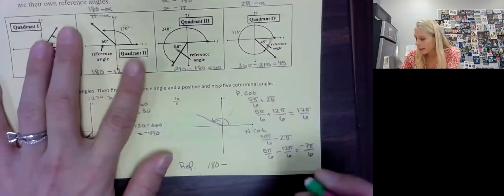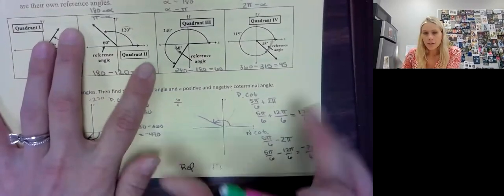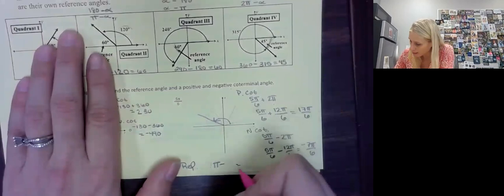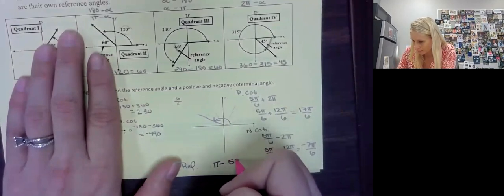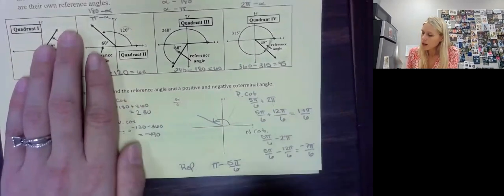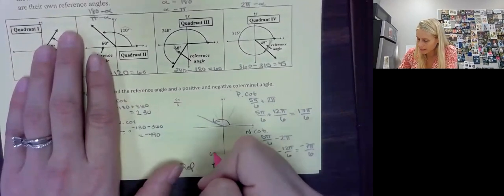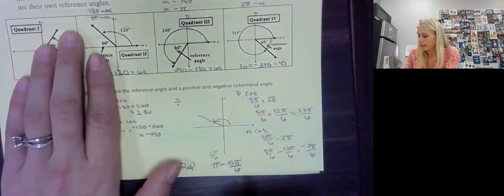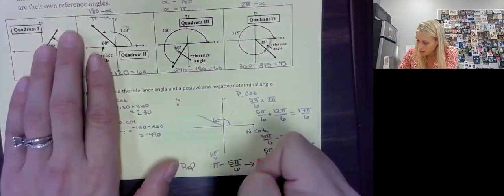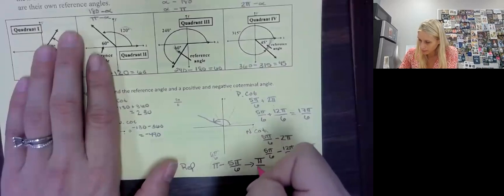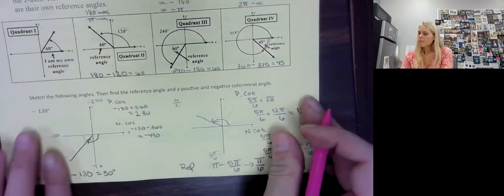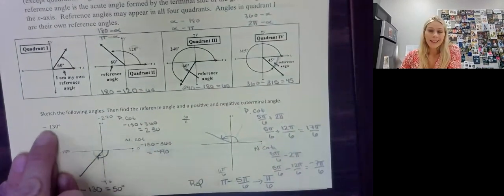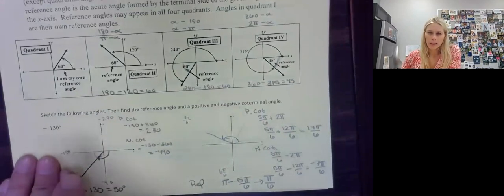Oops, why am I using 180, right? We're in radians. So instead of using 180, what am I going to use? Pi. Pi minus 5 pi over 6. Now, again, you can think of this as 6 pi over 6, right, to have our common denominator. And then 6 pi over 6 minus 5 pi over 6 equals 1 pi over 6. Just always refer back to these notes. And when it's negative, take your time with going backwards with it, okay?